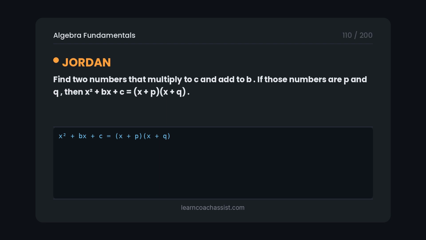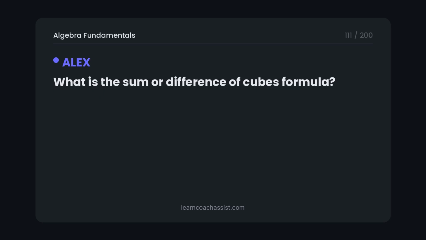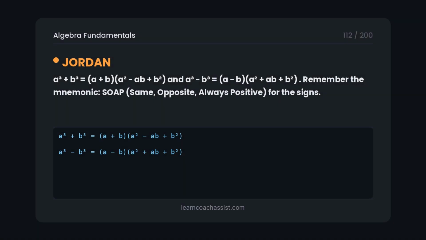What is the sum or difference of cubes formula? a^3 + b^3 equals (a + b)(a^2 − ab + b^2), and a^3 − b^3 equals (a − b)(a^2 + ab + b^2). Remember the mnemonic SOAP: same, opposite, always positive, for the signs.